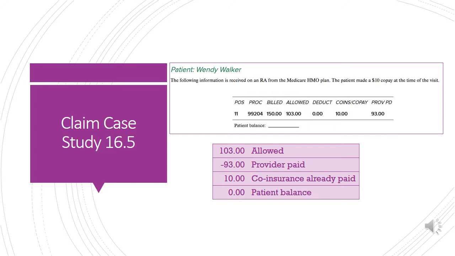The provider was paid $93. What is the patient's balance? Zero. The patient does not owe anything more. You can always double check by adding the copay, deductible, and what the provider was actually paid. The total should equal the amount allowed.